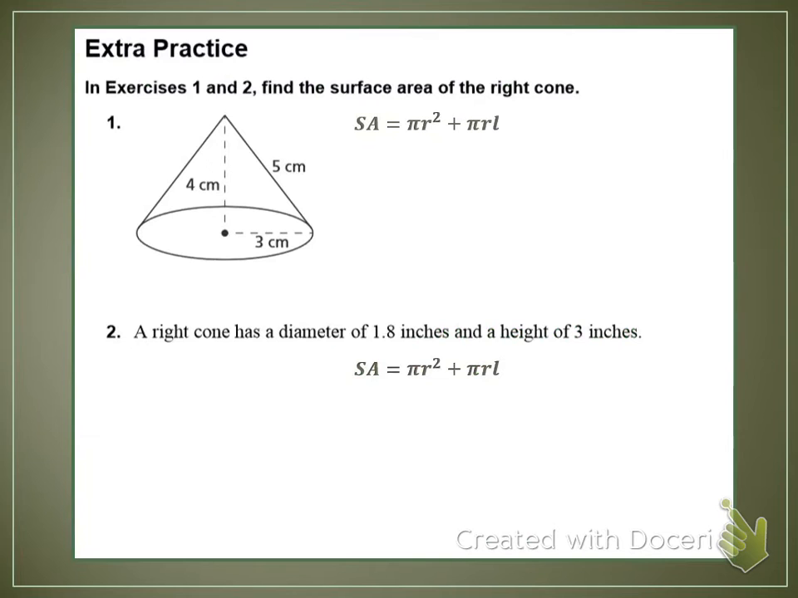And then we're going to use it. So the first two examples, find the surface area of the right cone. We have pi r squared plus pi r L. So in this question, we've got pi. What is the radius? 3. The radius is 3. So we plug in 3 squared plus pi times the radius, which is still 3, and then times L, which we said stands for slant height. Which of these is the slant height? 5.